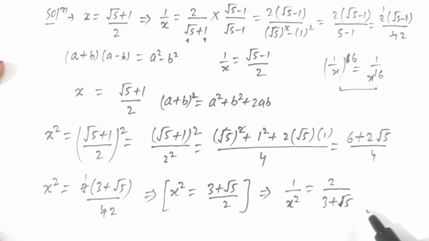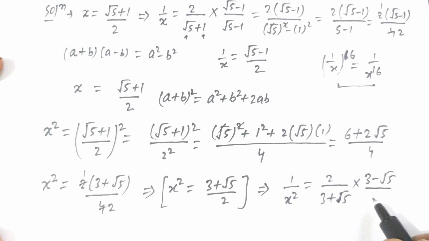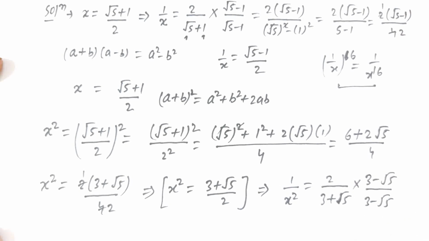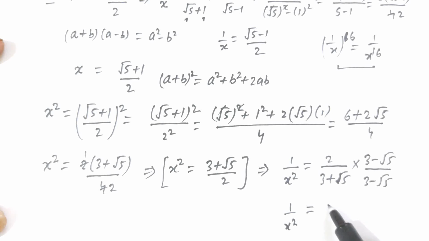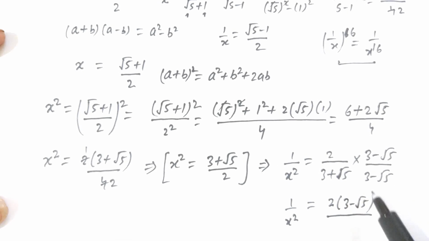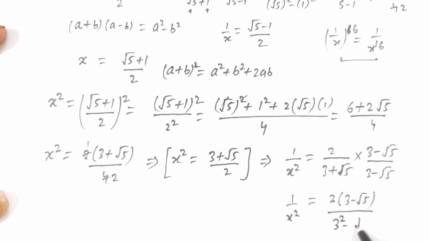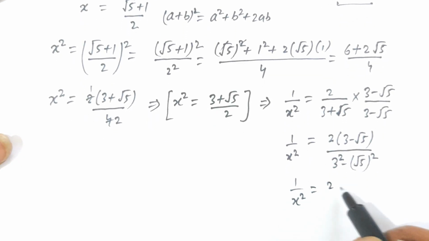Now here we will apply rationalization, so we multiply by 3 minus square root of 5 in numerator and denominator. The left hand side is 1 by x square, which is equal to 2 multiplied by (3 minus square root of 5), and the denominator is a plus b times a minus b, that is a square minus b square. It means 3 square minus square root of 5 square. Then on the left hand side we have 1 by x square, which is equal to 2 times (3 minus square root of 5).